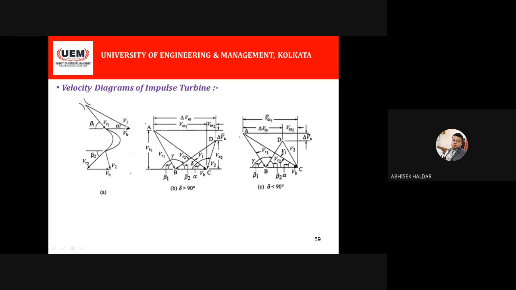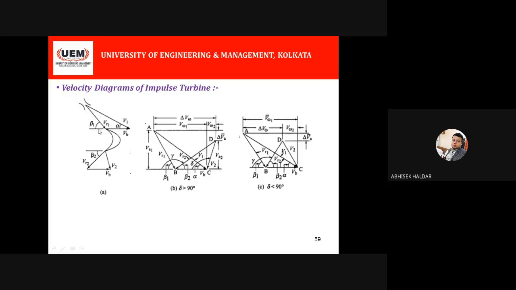So which one should be the alpha angle? Alpha is the angle between V1 and VB. Here you can see alpha is the angle between V1 and VB. Here also you see, this is my V1, this is my VB. This angle is shown over here, alpha, very small. This angle is your alpha.